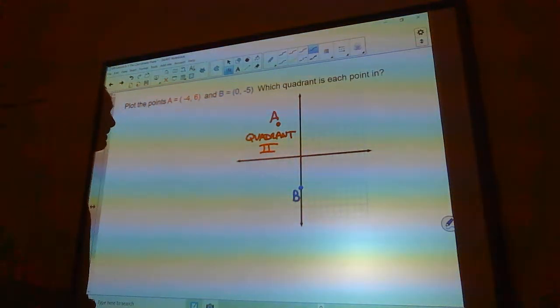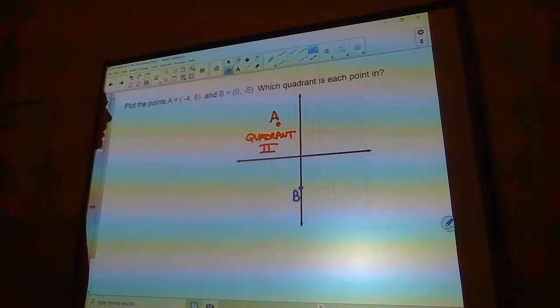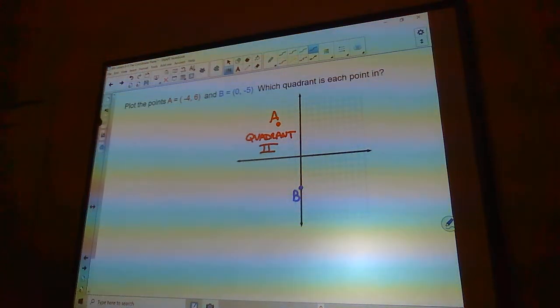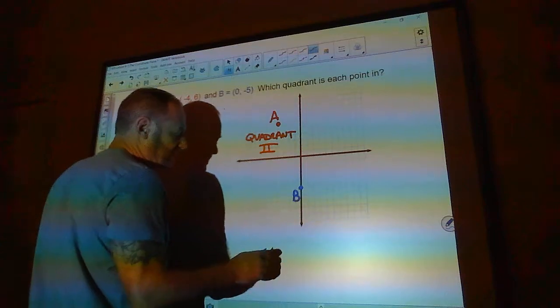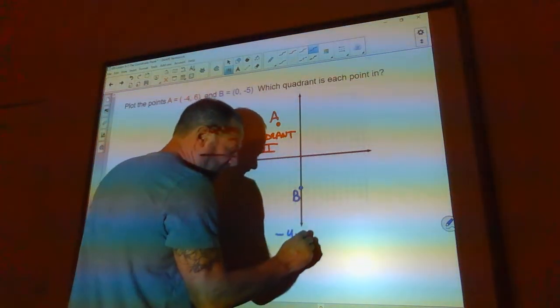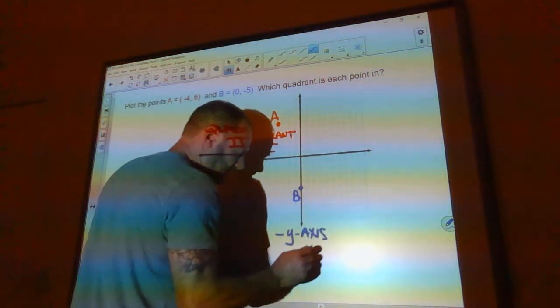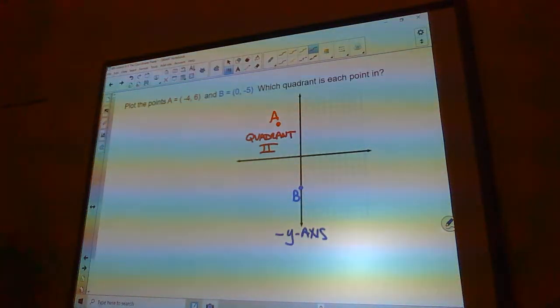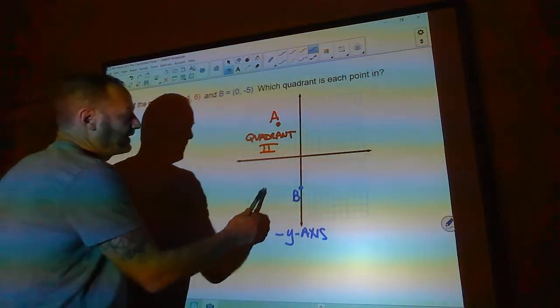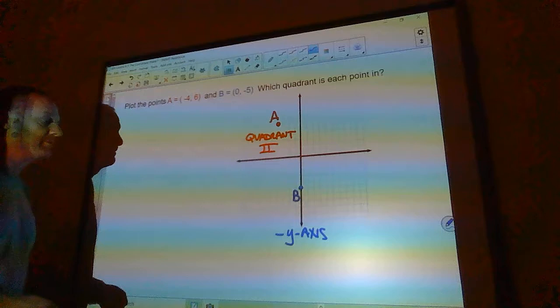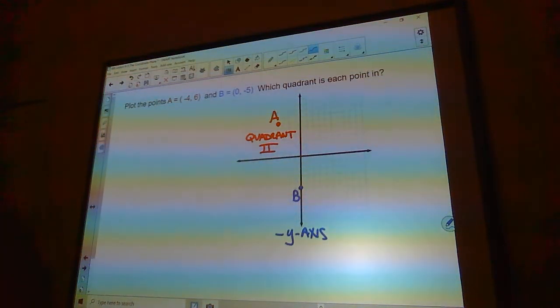Okay, now here's the tricky part. It's not graphing it. It's what quadrant is that in? And that's in no quadrant. That is on the negative y-axis. Okay, because it's not in quadrant 3 and it's not in quadrant 4. It's right on the line in between them.